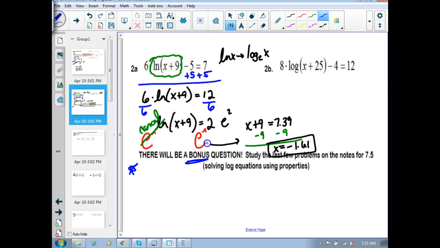It'll be very obvious. It'll say bonus. It'll have a box around it. It's going to be more challenging than the typical question that I'm asking everybody. So if you can execute that bonus question properly, you will get extra credit essentially on your score.